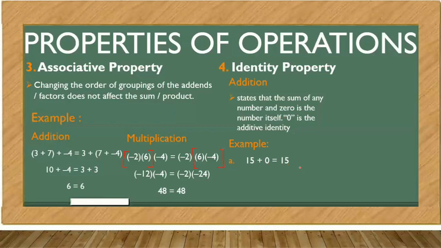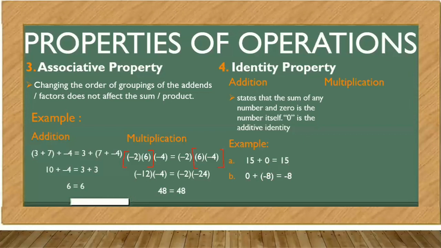Alright? Another example, 0 plus negative 8. We add it to 0: 0 plus negative 8. The answer is negative 8. Alright? Whatever we add to 0 will be the answer. Like this one, we added 15, the answer is still 15. Here, we added 0 to negative 8, the answer is negative 8. So that is the addition identity property.